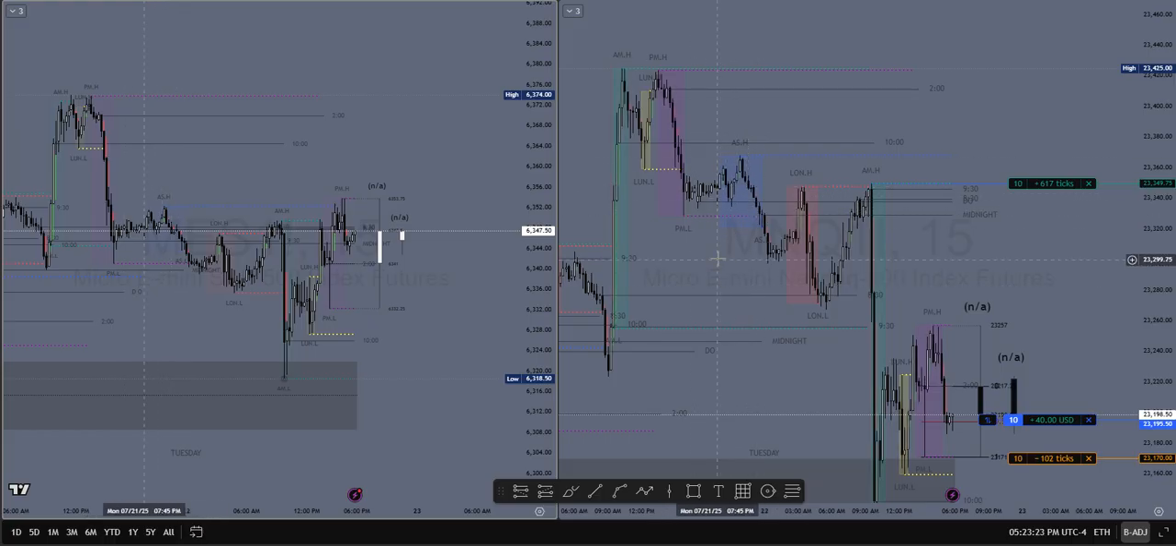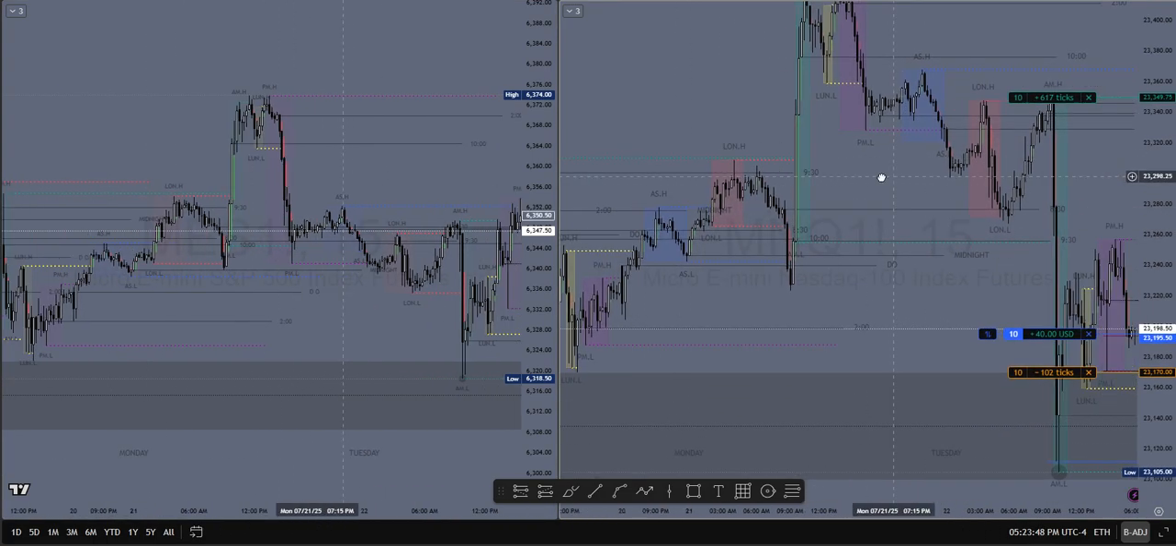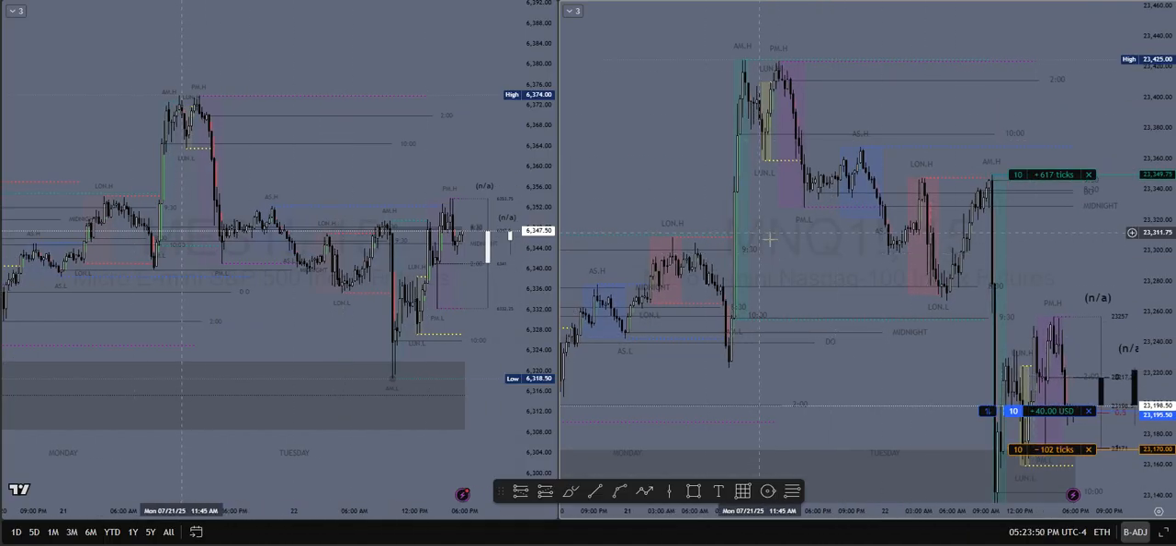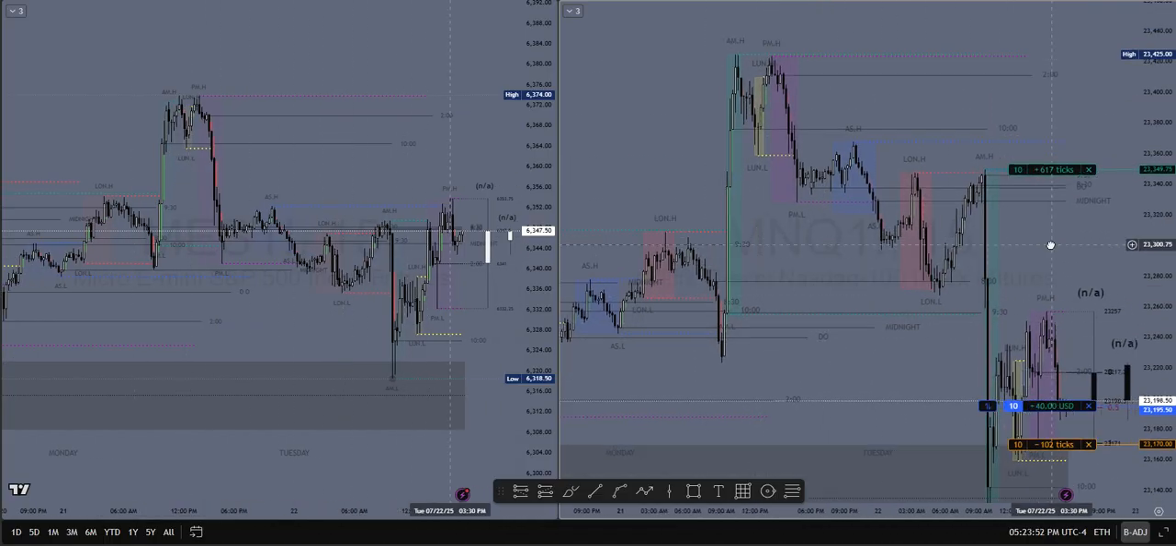I view every 3 sessions as AMD. We got Asia as A, accumulation. London's usually a manipulation area. And then the New York market is our distribution or our continuation phase with the market overall. As you guys can see, prime examples right here. We just had straight distribution today.